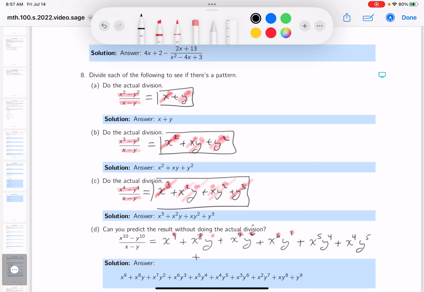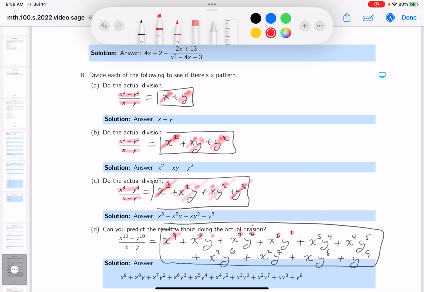Now I'm running out of room, so I'm going to go over here. I'm going to say x cubed, y, what would that be? 6, right? Because 6 plus 3 is 9. Plus x squared y to the seventh. Again, sum of the exponents is 9. x y to the eighth. No x's now, and it's going to be 9 y's. I'm going to commit to this answer over here. I want to get my red pen out, see how we did. x to the ninth, x to the eighth y, x to the seventh y squared, x to the sixth y cubed, x to the fifth y to the fourth, x to the fourth y to the fifth, x cubed y to the sixth, x squared y to the seventh, x y to the eighth, and y to the ninth.